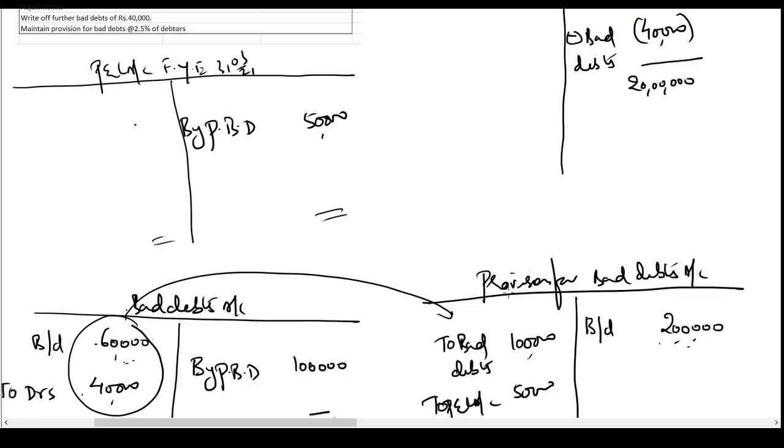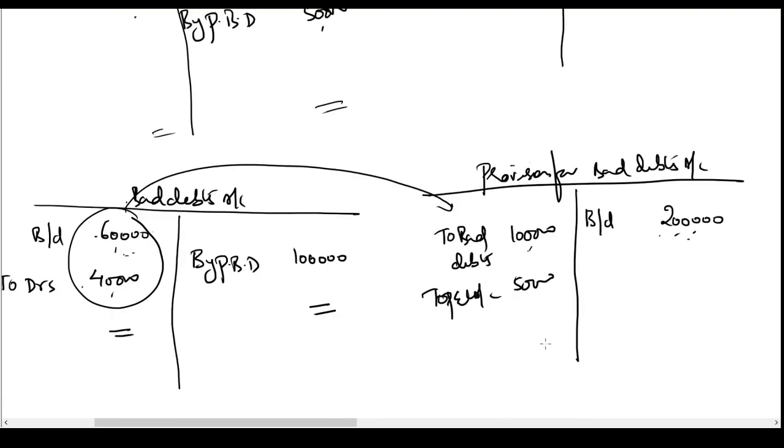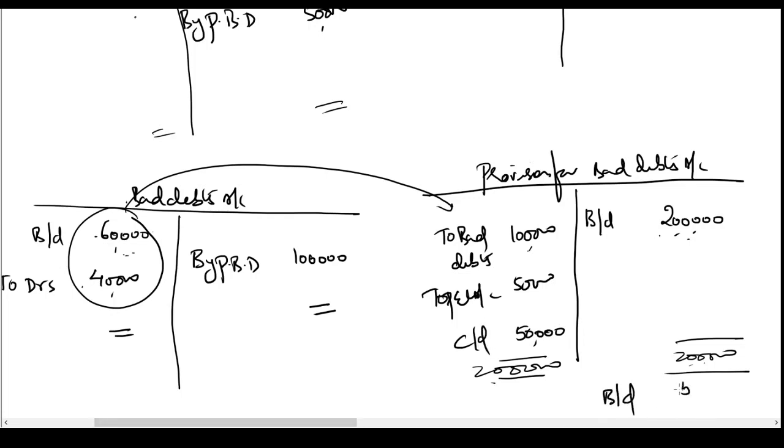Now what is the balance left in the provision for bad debts? If you see, the total is 2 lakhs. On the credit side, I write the same total here, 2 lakhs. 2 lakh minus 1 lakh 50,000, 50,000 is the balance, carried down 50,000, brought down 50,000 rupees. So this is the amount I am left with, 50,000 rupees is the balance left.